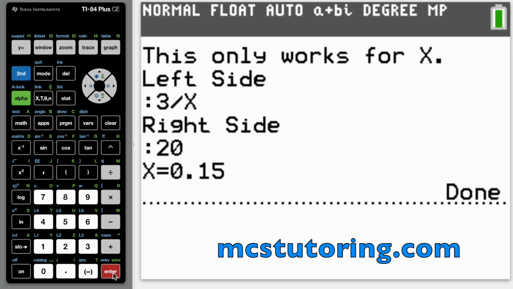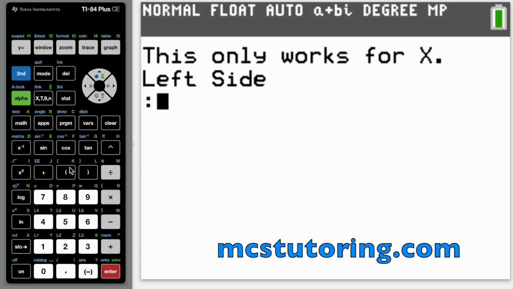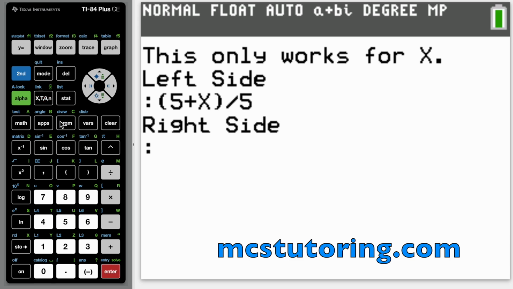This one will be a rational expression. And I'm going to enclose the numerator in parentheses because there's a plus sign there. So it'll be 5 plus x, that quantity, divided by 5 on the left-hand side, equals x over 3 on the right-hand side. Great, it gives us the right answer again.